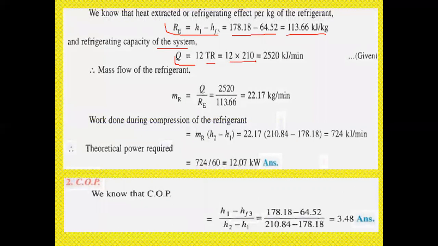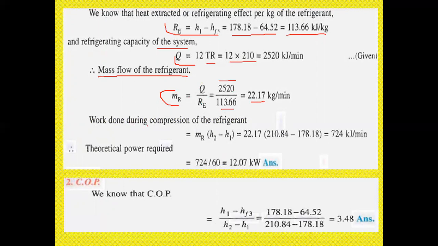And the refrigeration capacity of the system Q is equal to 12 TR, that is equal to 12 into 210. Now the mass flow of the refrigerant, therefore the mass flow of the refrigerant MR is equal to Q by RE. What is the Q here? 2520. RE is equal to 113.66. That is equal to 22.17 kg per minute.